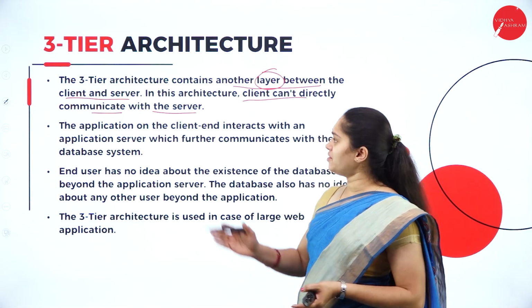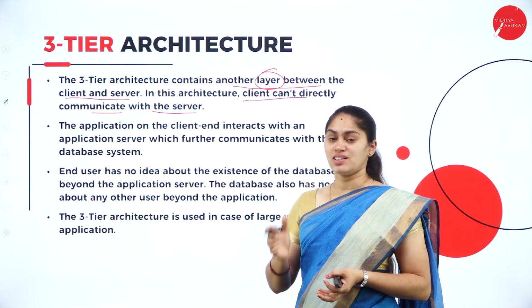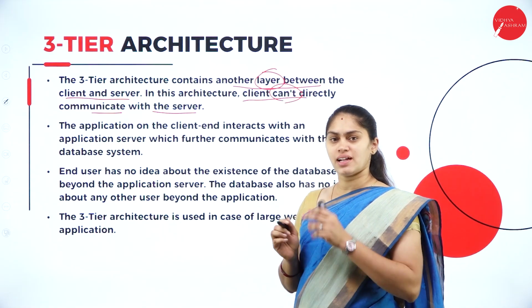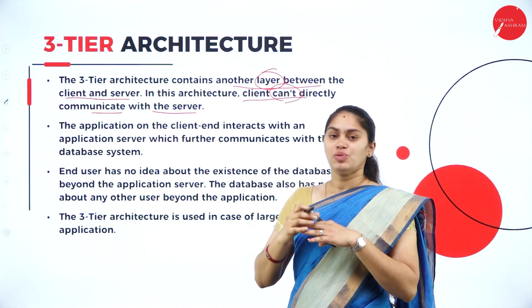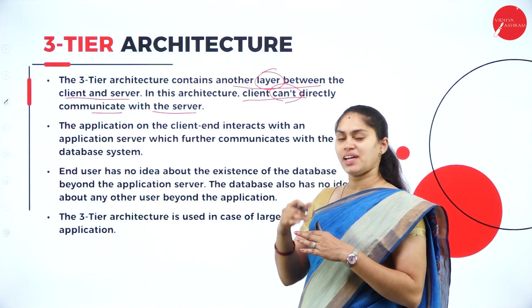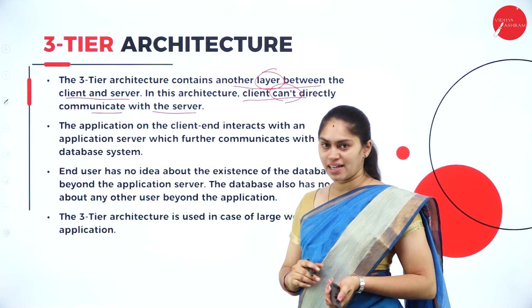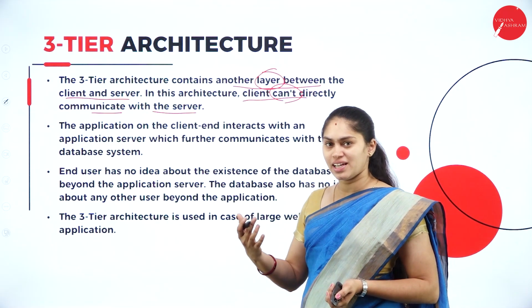In the previous slide, we learned about two-tier architecture. In that, the user can directly communicate with the server. That means we have a client and a server, and with the help of APIs and the application, we can have a connection to the server. But that can't happen with this three-tier architecture. We have more security here.